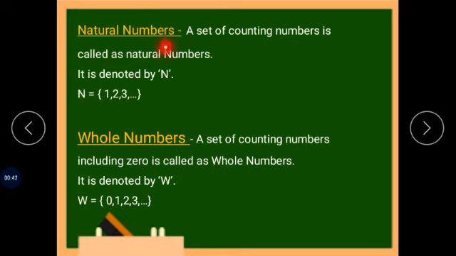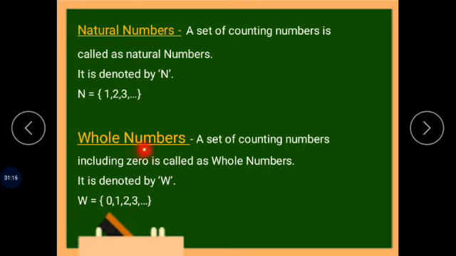First is natural numbers. What is a natural number? A set of counting numbers is called natural numbers. It is denoted by capital N. Means, children, when we do the counting, we start the counting from 1, 2, 3 and so on. So it is denoted like this: N is equal to 1, 2, 3 and so on. That means there is no end for the natural numbers.